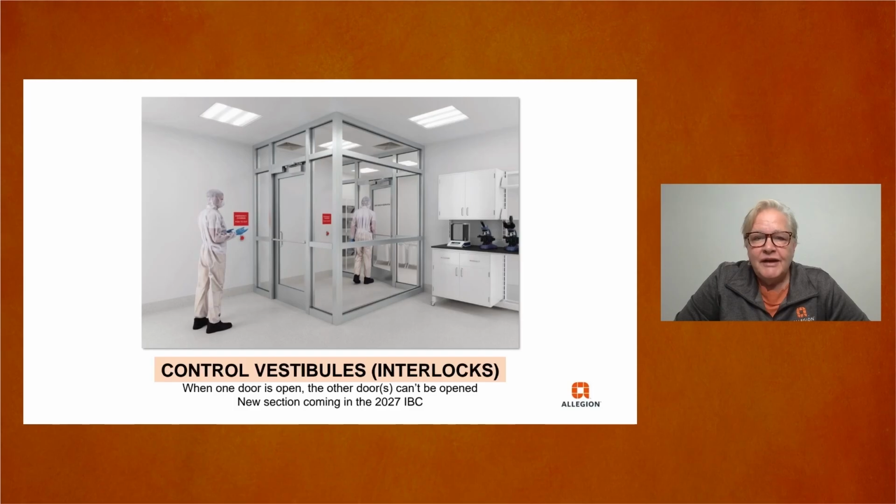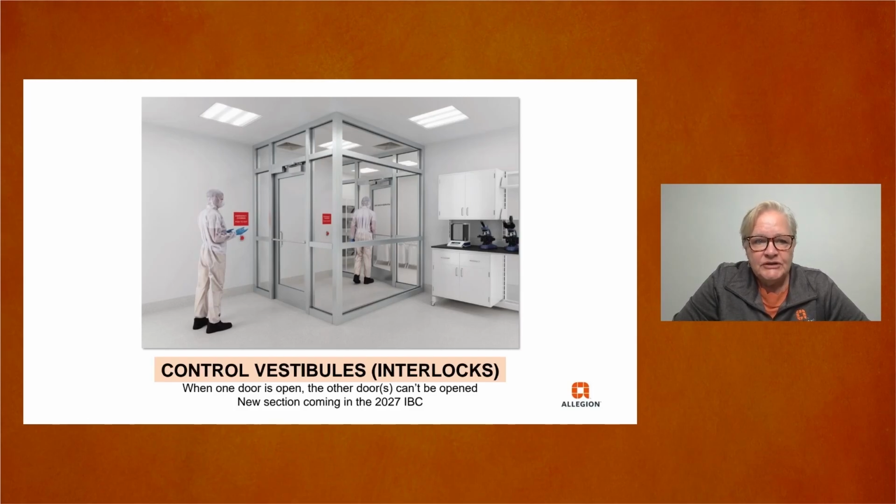Finally, as we talk about special locking arrangements, I should say, there will be a new section in the 2027 I codes that covers interlocks, or in the code, they're called control vestibules. This is an application that we commonly see in clean rooms and high security areas. It was not covered by the code before, so there were inconsistencies between jurisdictions and from one AHJ to the next. The way this works is when one door is opened, the other door cannot be opened until the first door comes to a close. I will have a future session on this one.